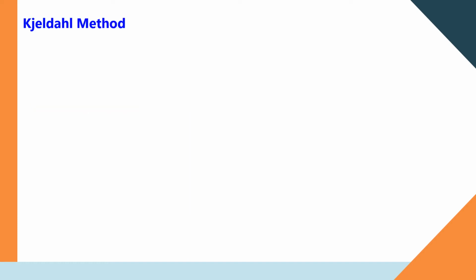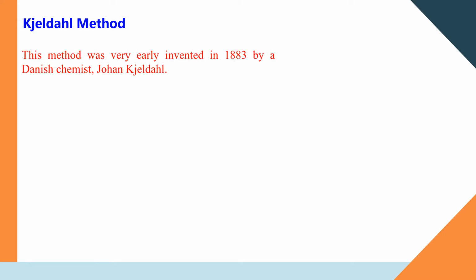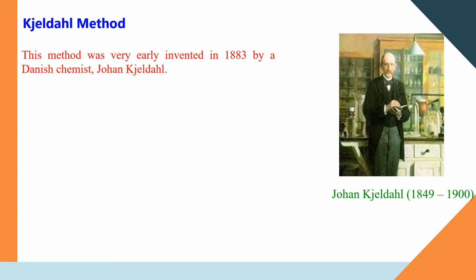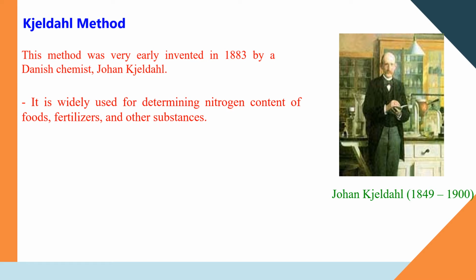Kjeldahl method is actually a very classical method that was invented in 1883. So it is more than a century ago, and it was invented by a chemist from Denmark. His name was Johan Kjeldahl. So that's why the method is called Kjeldahl method. It is very widely used for the determination of protein.